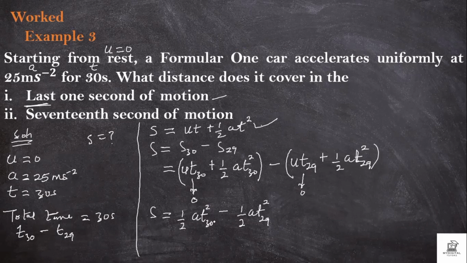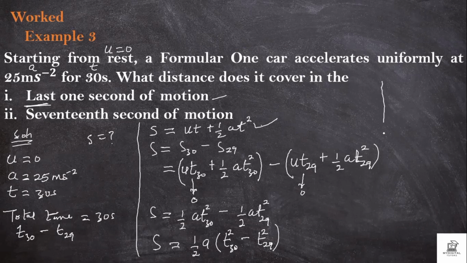So what is common? a is common, a and half is common. So s will be equal to half a into bracket t30 squared minus t29 squared. So this is the formula we derived from this. We are going to use it for this question. Anytime you have this type of question, you can get it from this idea.